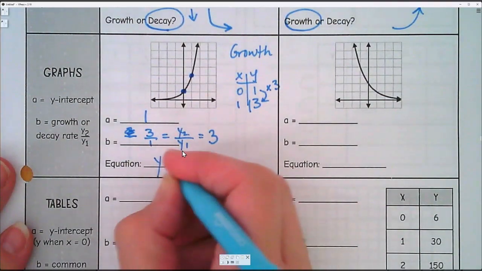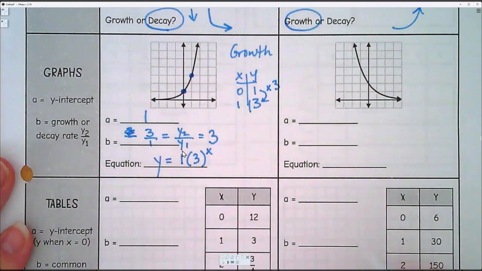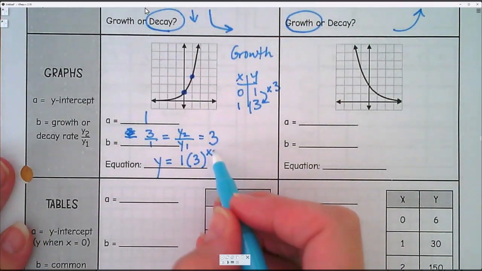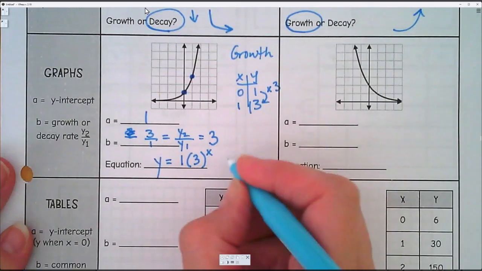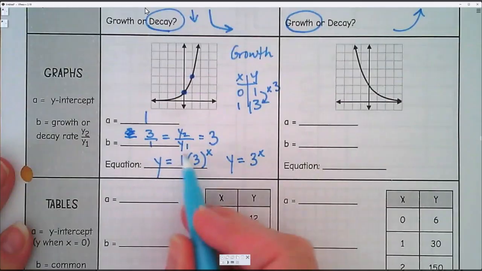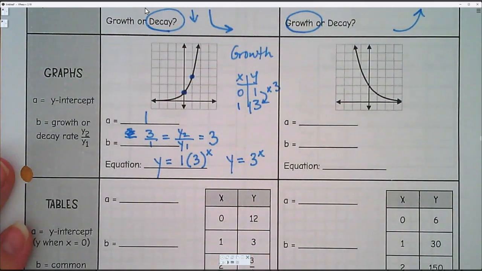So my equation should be starting with 1 and then multiplying by 3 again and again and again. X is just the number of times I'm going to multiply. We might also see this equation without the 1 because I don't really need the 1. I could just write it as 3 to the x power.